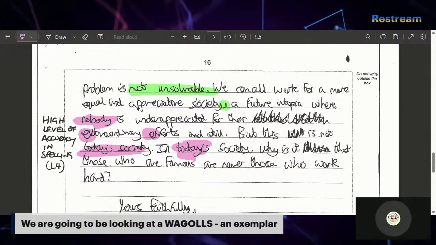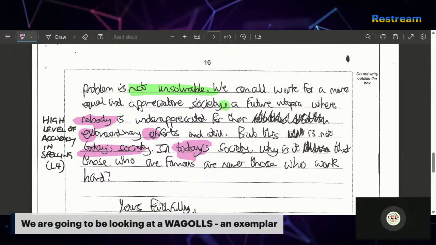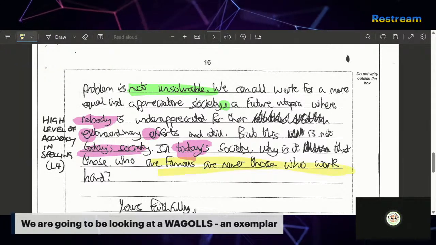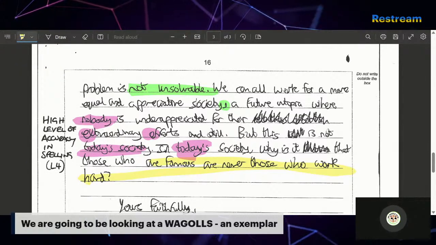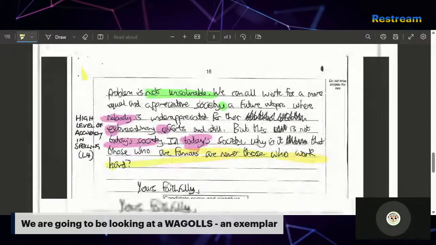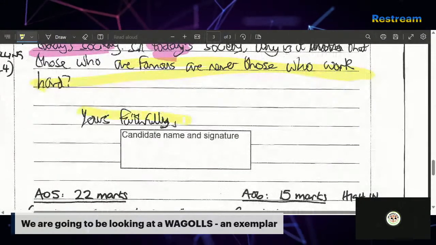In today's society, why is it that those who are famous are never those who work hard? Now, again, cyclical structure, reminding us of what we originally set out to see. Then we see yours faithfully, and the candidate name has been taken out, but you would put your name.